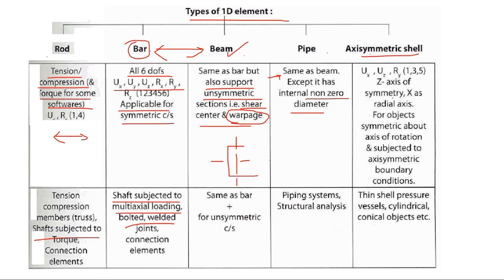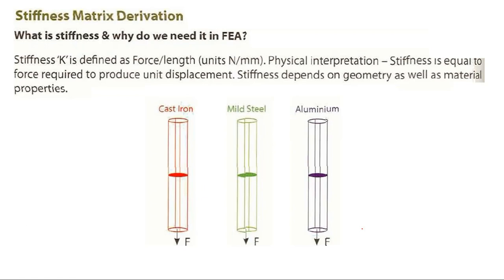Axisymmetric shell is like, for example, a circular section, where if you take one small portion, you can symmetrically rotate it and it will become a complete tubular element. This is the same as bar plus unsymmetric cross section. This is important. Applications: piping system structural analysis, thin shell pressure vessels, cylindrical and conical shells.